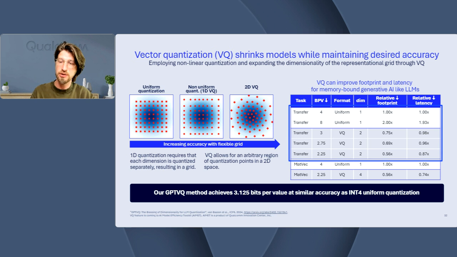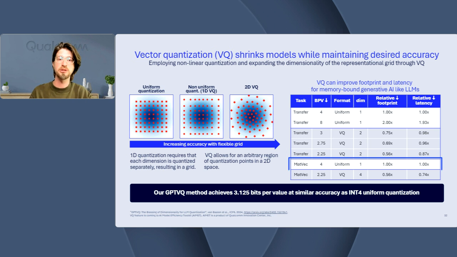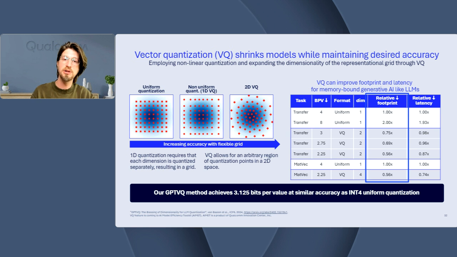So we look at transfer. We also look at matrix vector multiplications. And matrix vector multiplication is the core operation, or the workhorse really, of LLM token generation. And here we integrate the data transfer with the matrix vector operation. And we see here that relative footprint is significantly reduced, releasing some of the pressure on DRAM from LLMs.